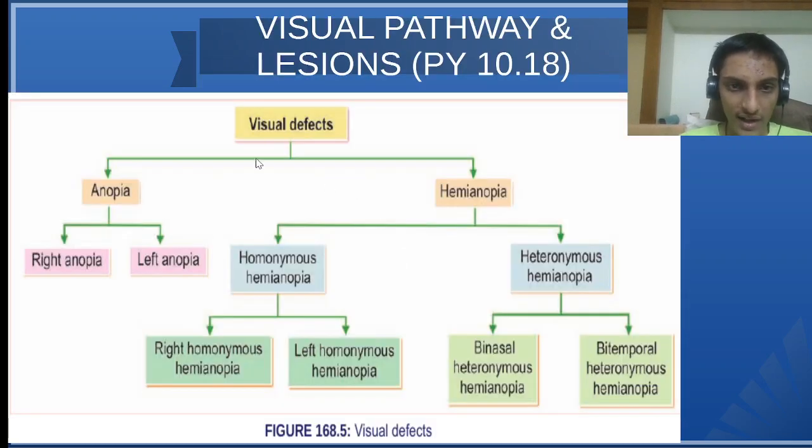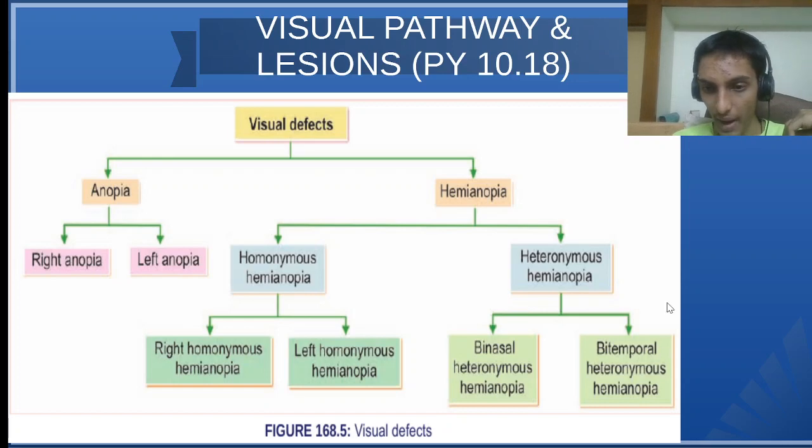Okay, so we can divide the visual pathway lesions into anopia and hemianopia. Anopia can be either the left eye or the right eye. Hemianopia may be homonymous or heteronymous. Homonymous, same, left and right as that of anopia. Heteronymous, we can see binasal or bitemporal.